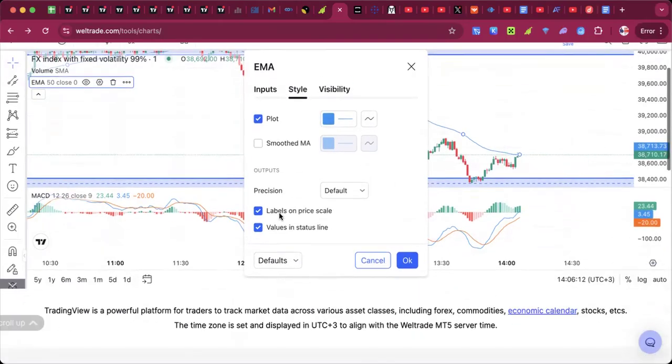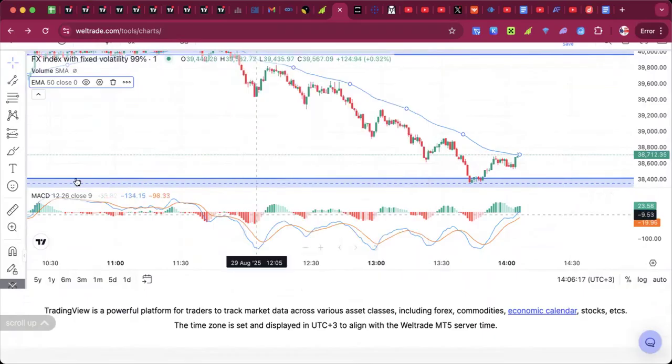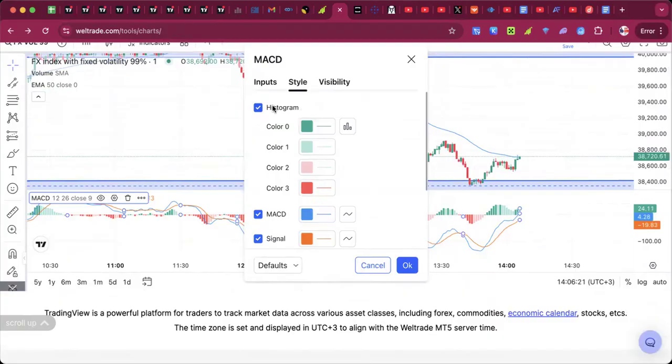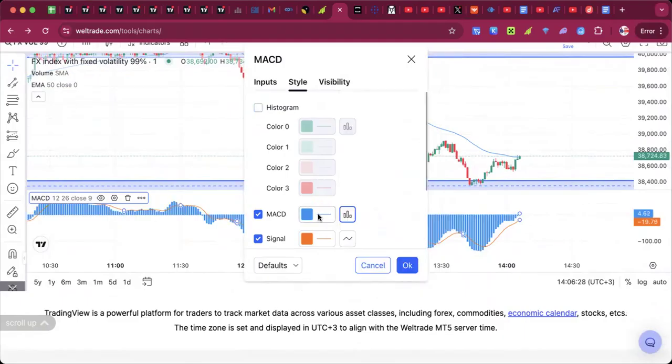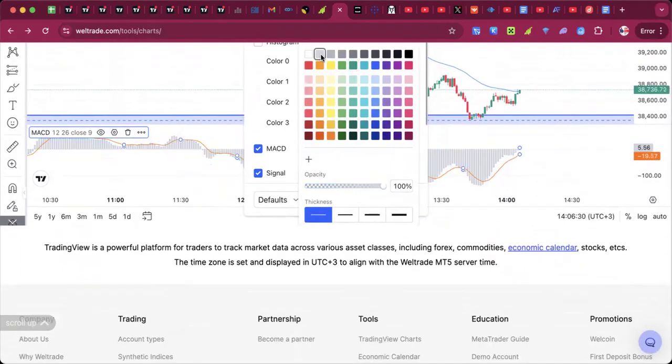All right, good. So the MACD, change it to MT5 style. Here it is changed to columns. So I love my color.